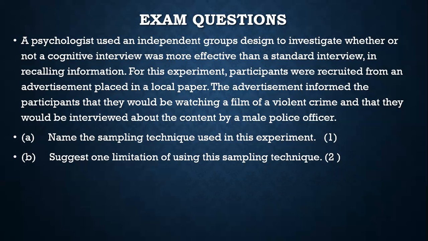Question A, name the sampling technique used in this experiment. 1 mark. Now, let's look at the command word name. Name literally means that we just need to state what it is. So technically 1 word can get you that. Let's look at question 2. Suggest 1 limitation of using this sampling technique. So again, it's this sampling technique. It suggests 1 limitation. So it's only 1 limitation.